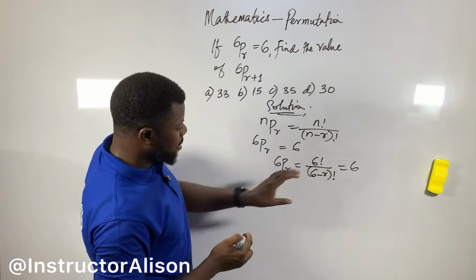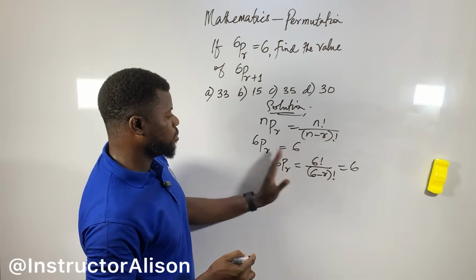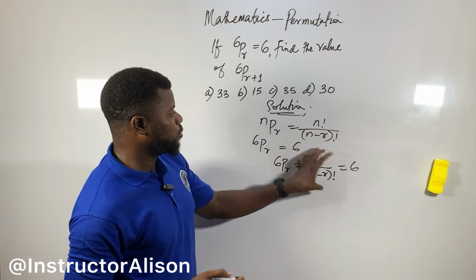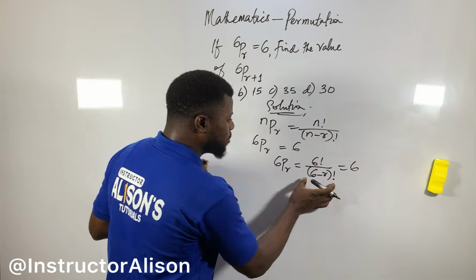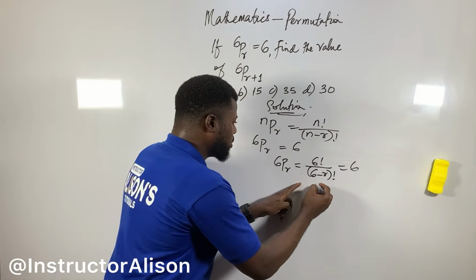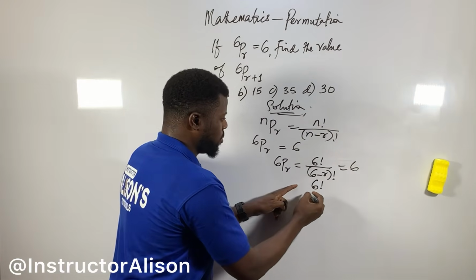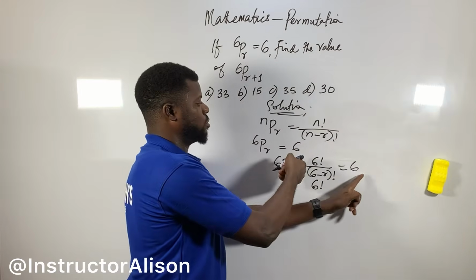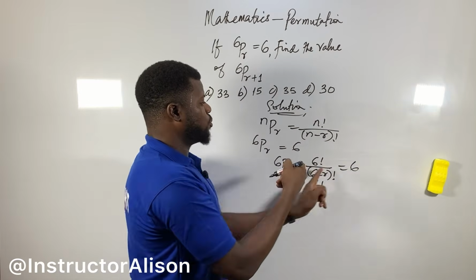So what do we get now? Now this one equals this one. Forget about this one; this one now captures this one. So from here, see what I want to do. 6 factorial, I want to swap these two. You come here, you come here.